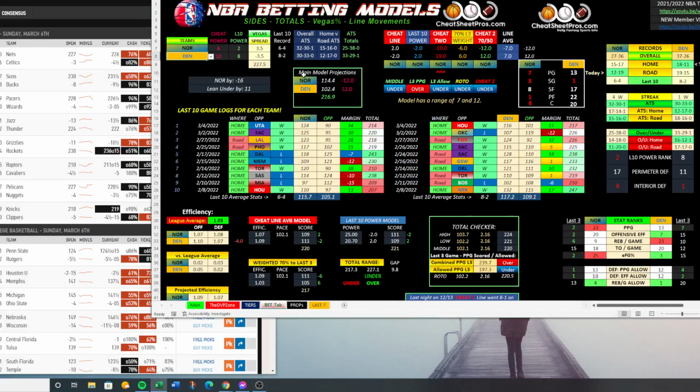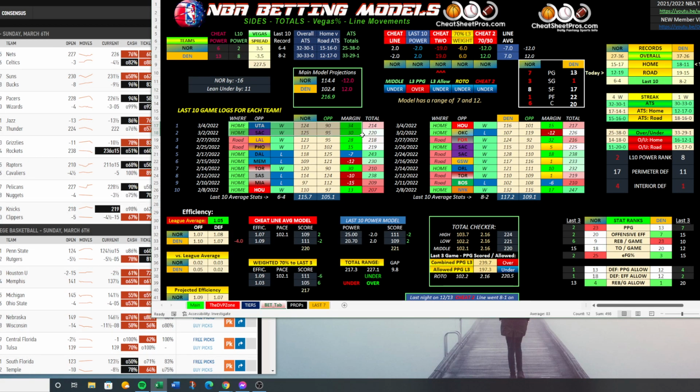So our main model is going to be right here on the cheat sheet, and then the differences are going to be right here. So the bottom is going to be the total, top is going to be the side. So you can see here this has Pelicans by a difference of 16, and then this says lean under. If it says lean under, I just kind of stay away from it. The other games are games you want to earmark and take a look at.